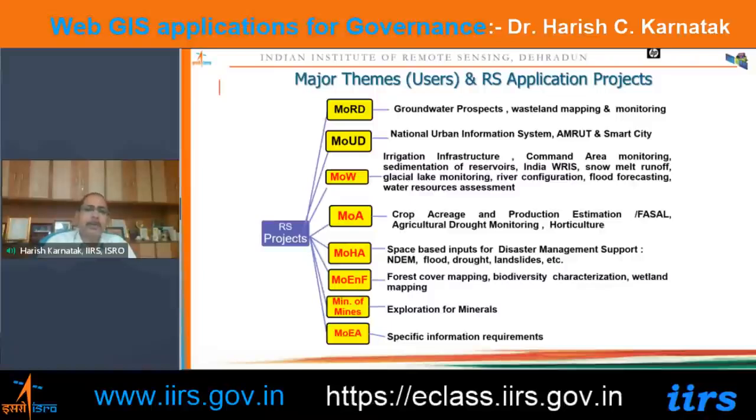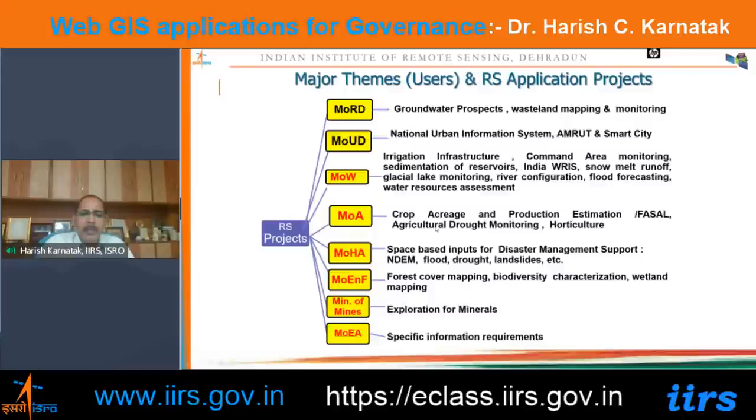If you talk about the Ministry of Rural Development, they are using it for groundwater prospect mapping projects. They are using it in the watershed and wasteland mapping projects and monitoring activities. The Ministry of Urban Development uses these portals and data sets for the National Urban Information System, the AMRUT program, and Smart City programs. The Ministry of Water Resources has many programs. Some popular ones I have highlighted here: irrigation infrastructure, command area monitoring, sedimentation of reservoirs, India Water Resource Information System, snow melt runoff, glacier lake monitoring, river configurations, flood forecasting, and water resource assessment.